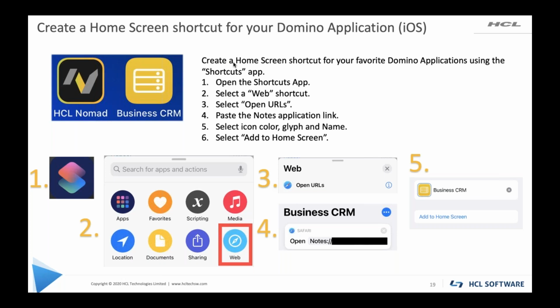So if you go to the next step, you can name the shortcut. You can change the icon, so you can change the glyph to be all sorts of different things. That was the glyph that I thought represented a CRM the best. You can change the color, so yellow, of course, is my favorite color to use with Nomad. And then you can just add it to the home screen. And very simply, just like that, you have a shortcut to your Domino application that you built on the home screen of your iOS device.